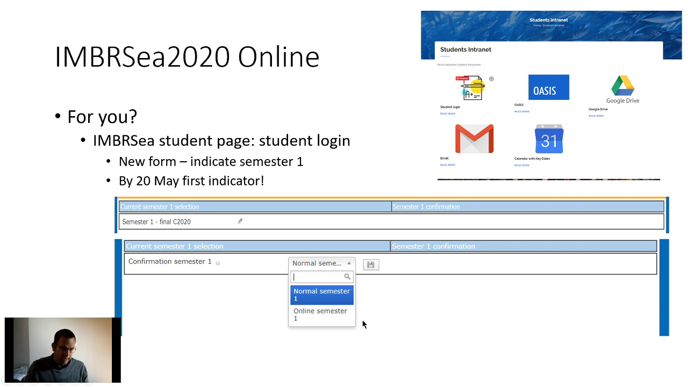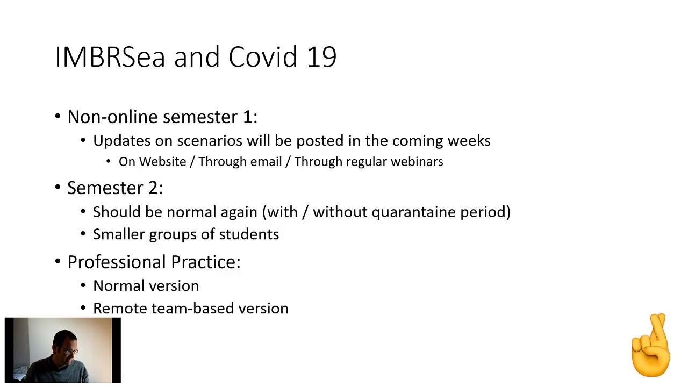So why do we ask this? It's not a binding decision right now, but it's just for us to know when we develop these online courses, for how many people we should organize this online version of the semester. So that's the reasoning behind it. By the 20th of May, it would be really nice if you could fill in this form so we can have more or less an indication of what we can expect for the next semester.